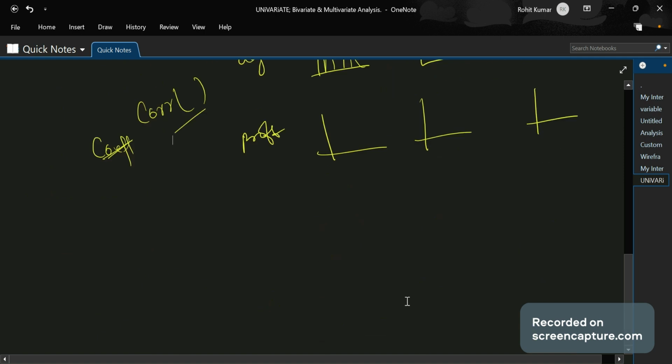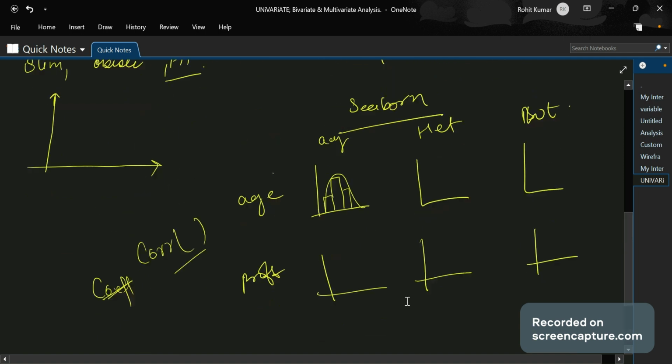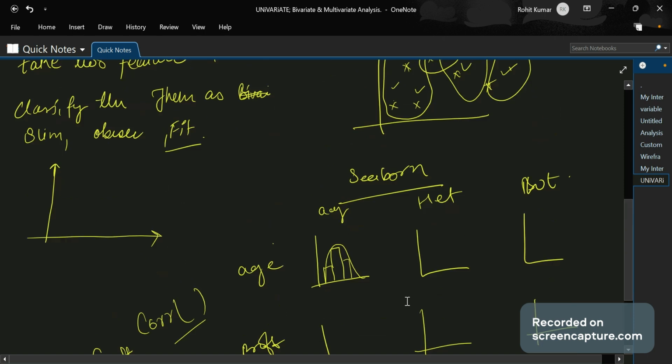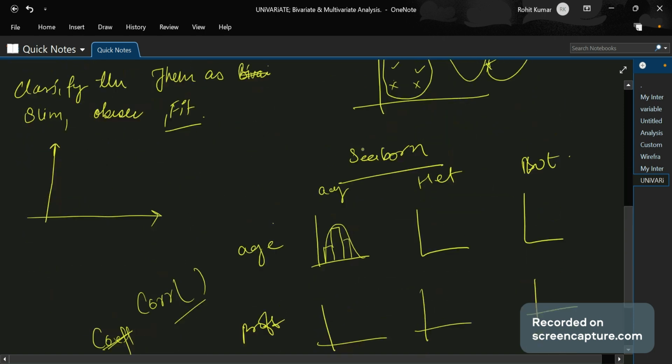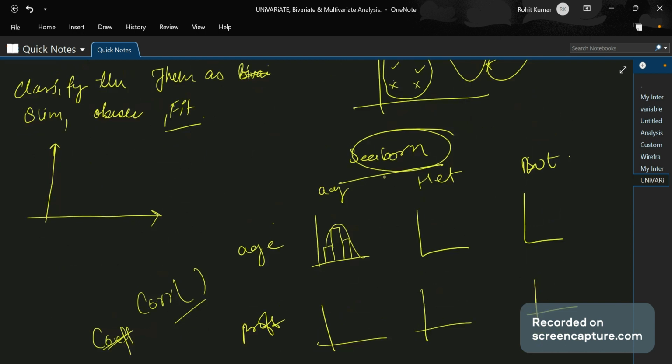In multivariate, we have something different. Since we already did the bivariate part, this is actually the multivariate. When we have more than three features, then we use multivariate analysis. For multivariate, we have the Seaborn library, which uses a different graph to identify the relation between all the other parameters, all the other features.